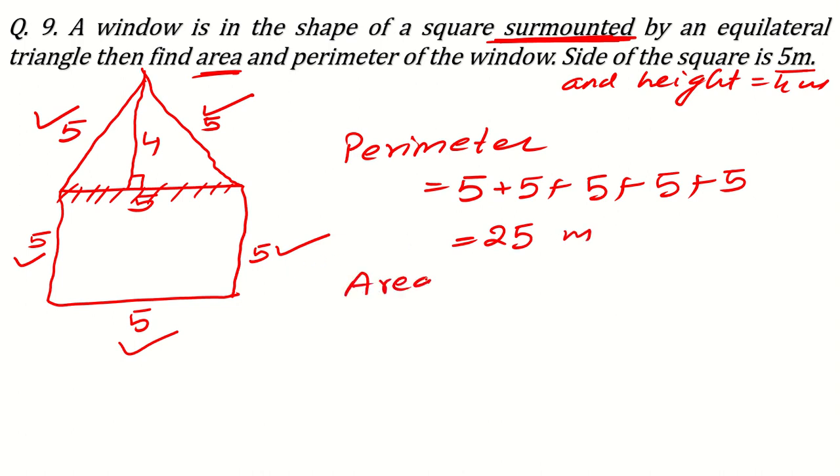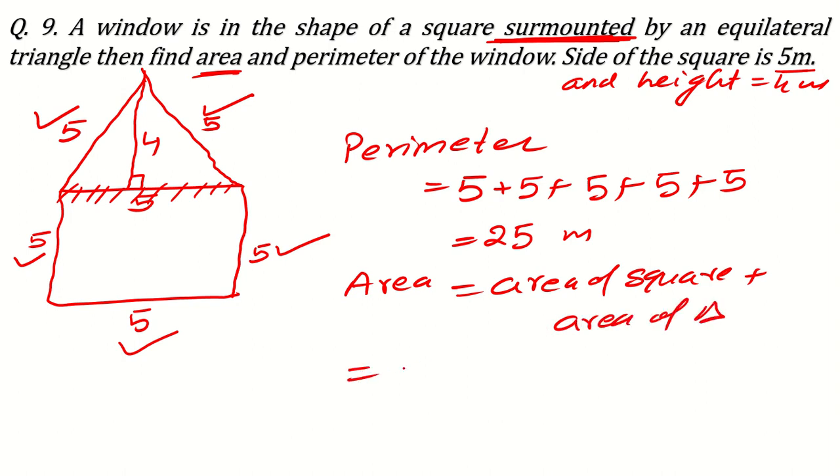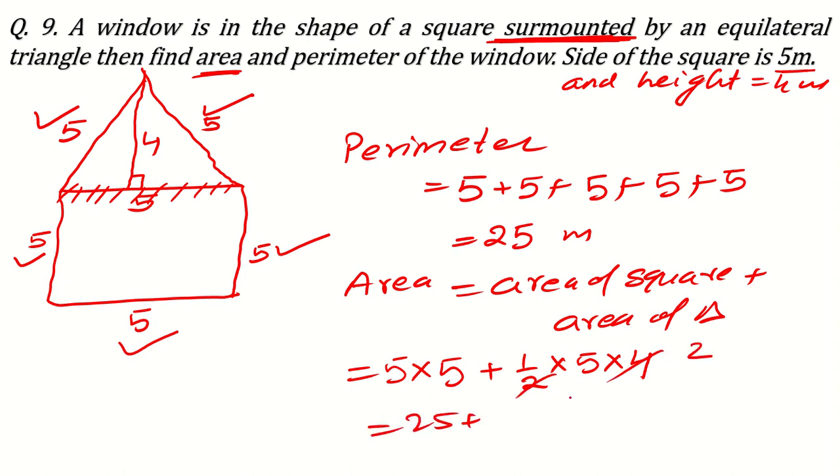Now for area you can add them, because area doesn't count with the side. So area of square plus area of triangle. Area of square means side multiplied by side, and area of triangle means half times base times height. So 4 divided by 2 is 2, and 5 times 5 is 25, plus 5 times 2 is 10. 25 plus 10 is 35 meter square. Okay, like this you can finish this question.